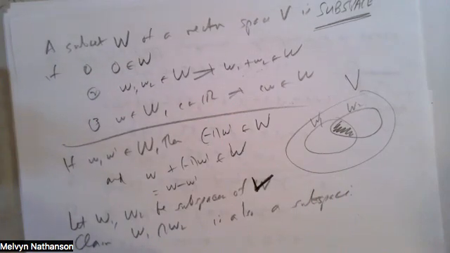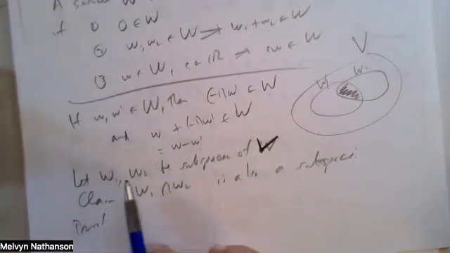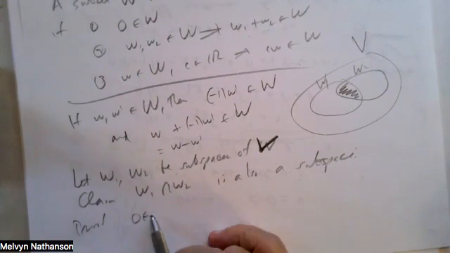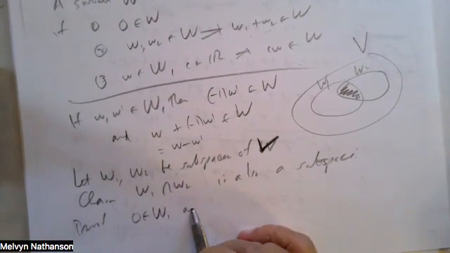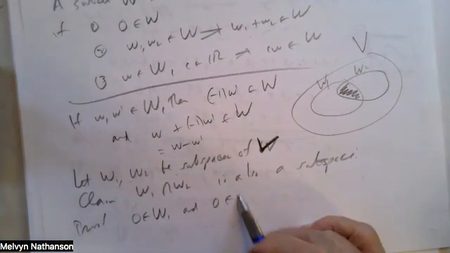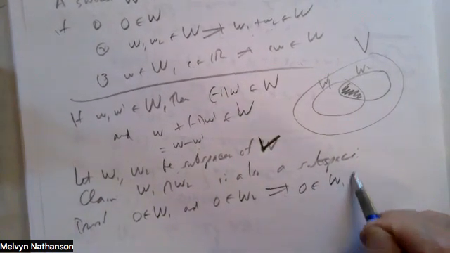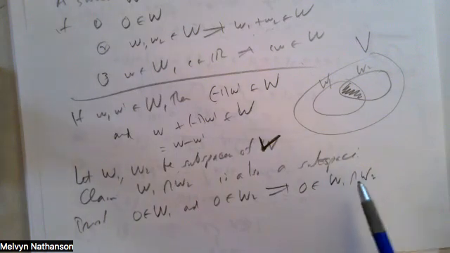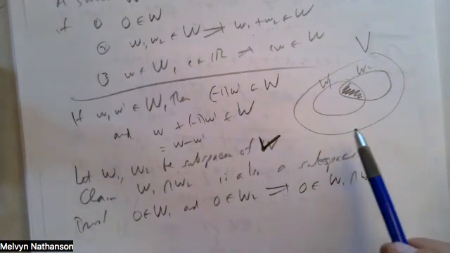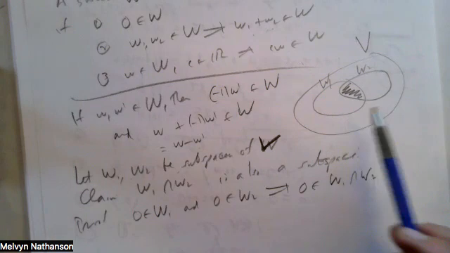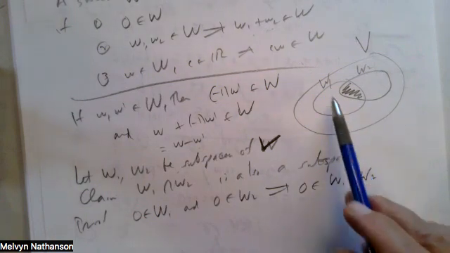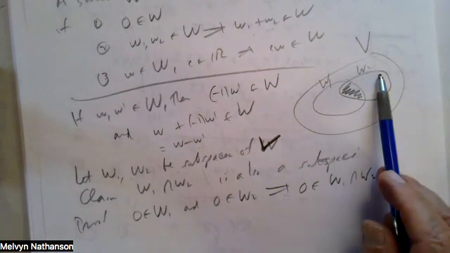And the proof goes as follows. First of all, these are subspaces, so the 0 vector is in W1, and the 0 vector is in W2, so the 0 is in the intersection. Because the intersection of two sets is everything that belongs to both of the sets. So if 0 is in W1 and 0 is in W2, then 0 is in the intersection.